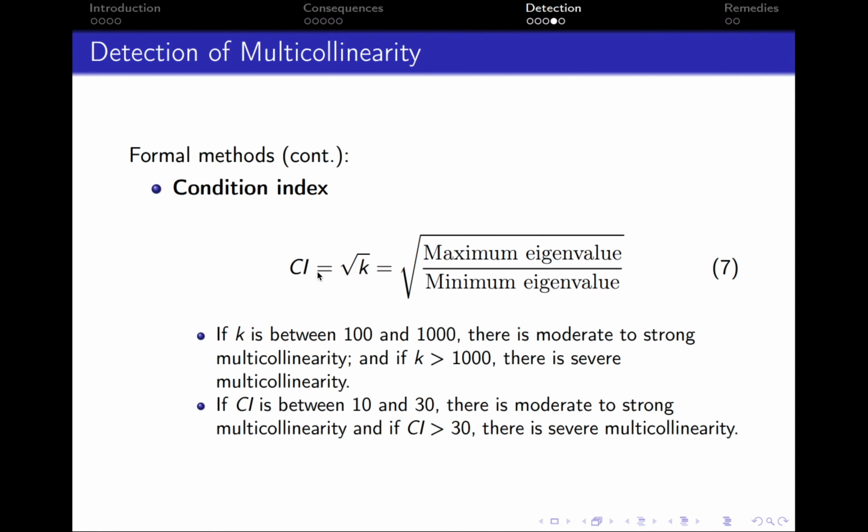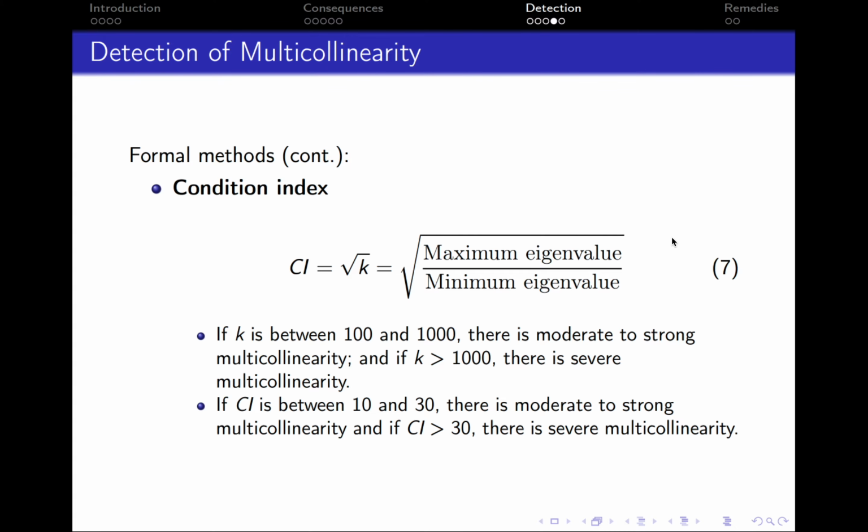And if k is estimated to be between 100 and 1000, then we say that we have moderate multicollinearity, and the closer we are to 1000, the stronger multicollinearity is. And if it happens that k is higher than 1000, then this is the case of very severe multicollinearity.